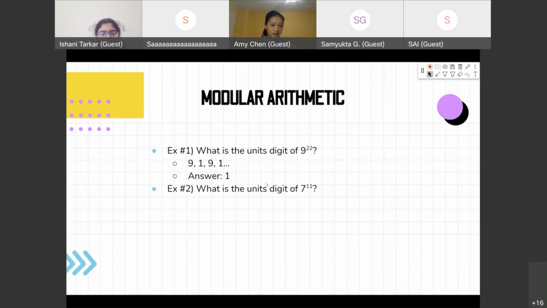Second question. Shauna, do you want to do this? Yeah, sorry, I had to unmute. Okay, so what is the units digit of 7 to the power of 11? So I will let you all do this. I'll give you 2 minutes-ish.